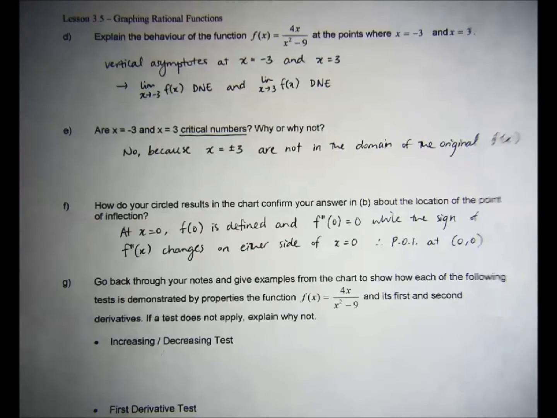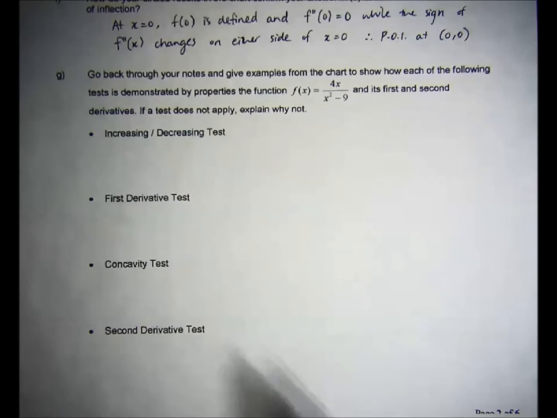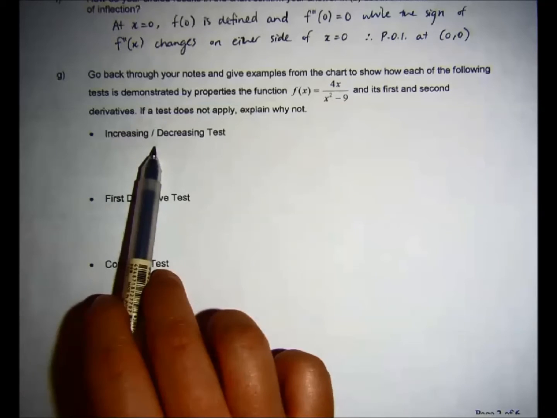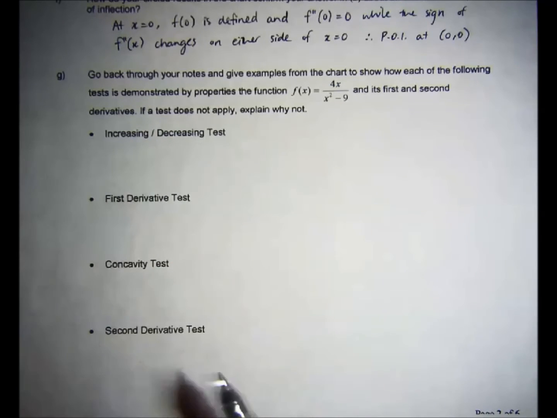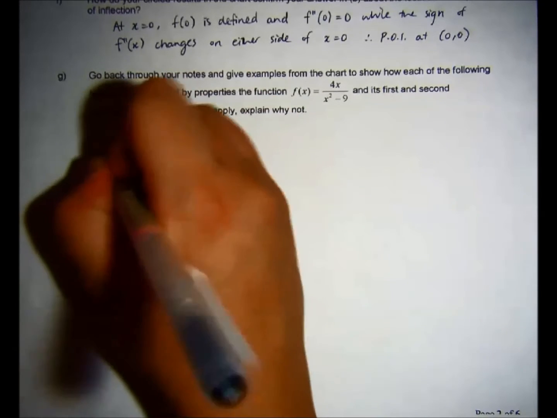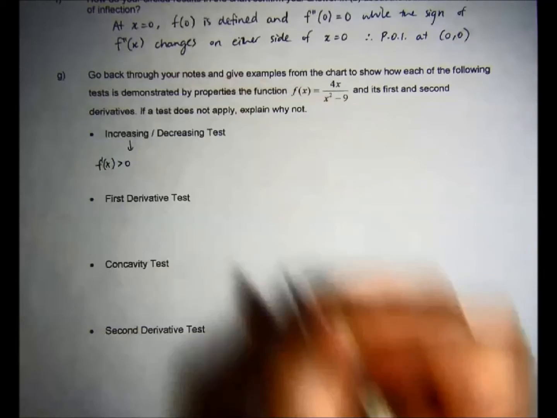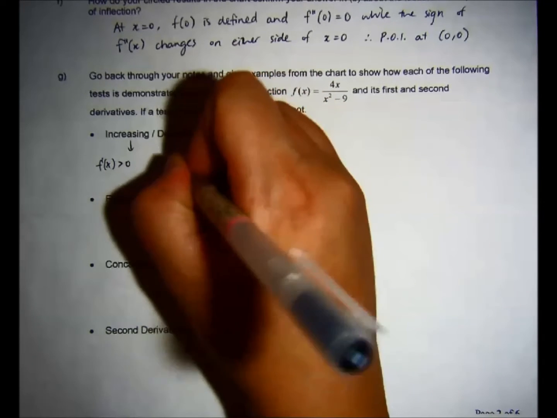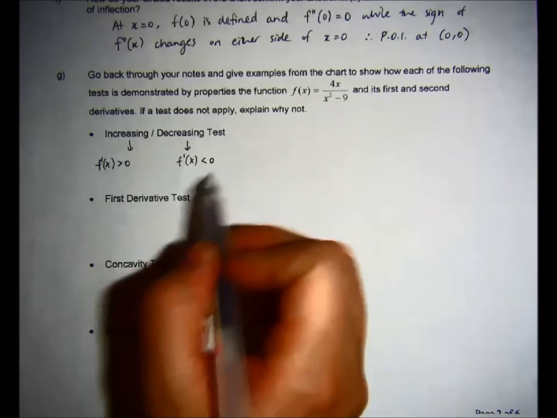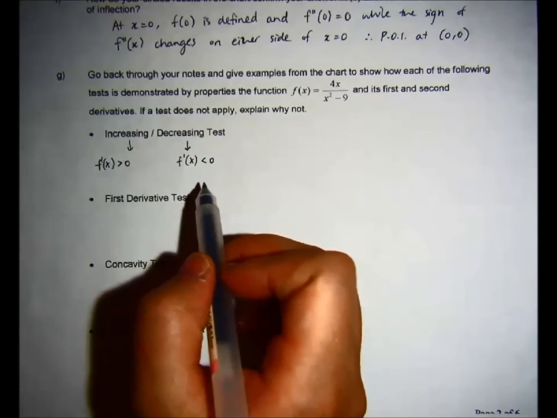So in part G, we're going to go back, do a little bit of review, and see which of these applies to the function f of x equals 4x over x squared minus 9. So first of all, the increasing or decreasing test, this would be based on the first derivative being positive or negative. And we did find that when f prime is positive, the function is increasing, and when f prime is negative, the function should be decreasing. And this is the only result that we saw. The function was always decreasing on its domain.